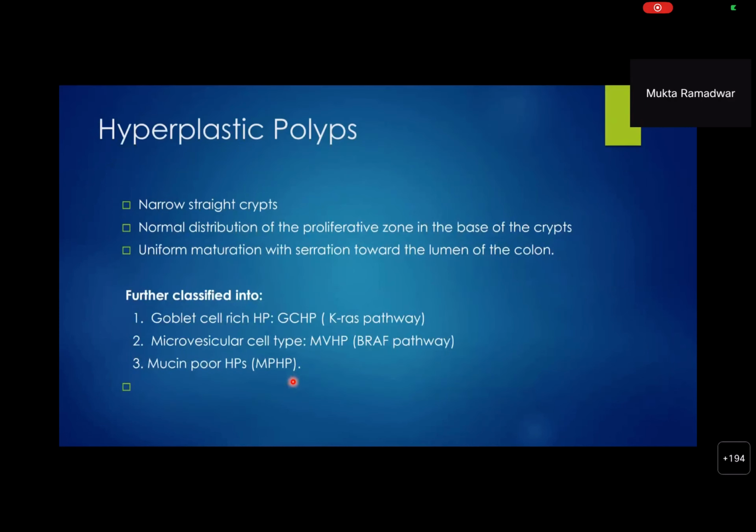So coming to hyperplastic polyps, they have narrow straight crypts, and they have normal distribution of the proliferative zone in the base of the crypts, and there is uniform maturation with serration, as Sharad correctly said, towards more of the top part of the polyp, towards the lumen of the colon. These are further classified into these two types.